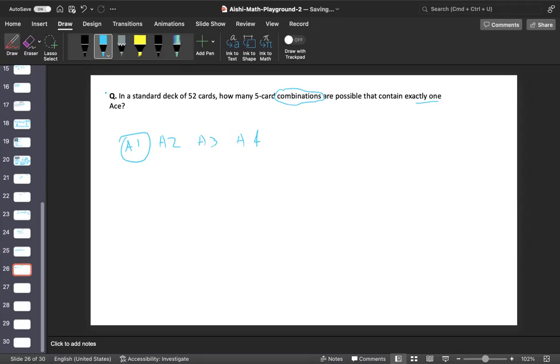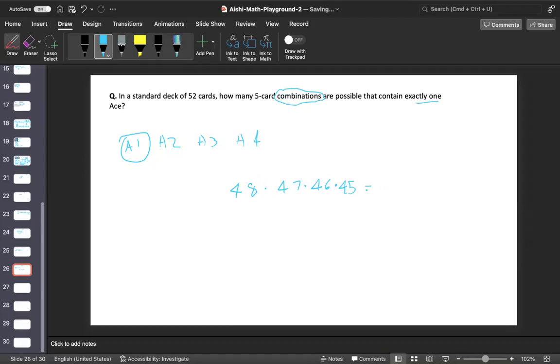Now we can't get another one of these aces, so we have to throw these out, which leaves us with 48 cards for the next card, and then 47 times 46 times 45. Because for every one of the 48 cards you can choose as a second card, there's 47 options left for the third card, and so on until 45, since we need only 5 cards.